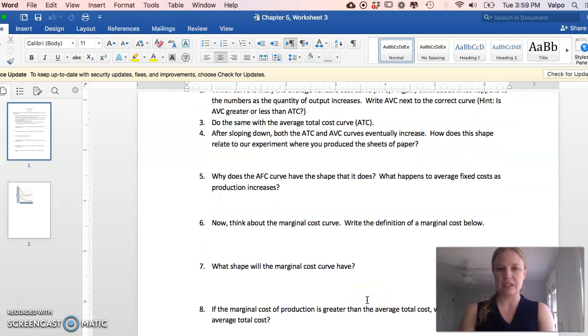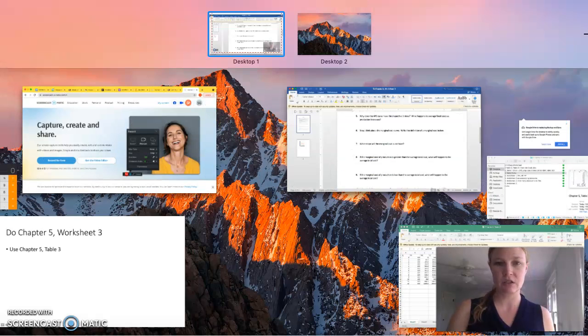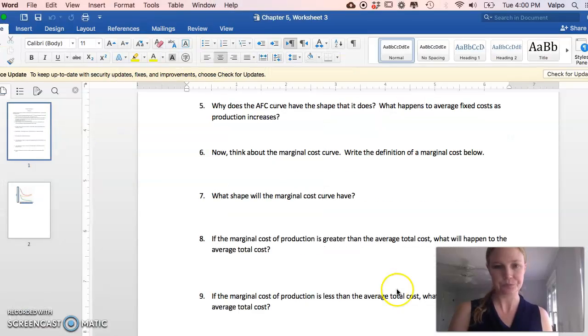All right, now we think about the marginal cost curve. Definition of marginal cost: change in total cost over change in quantity, or as you produce one more, how much does your total cost change? Which shape will the marginal cost curve have? Well, we know it's going to decrease, and then we know it's going to increase.